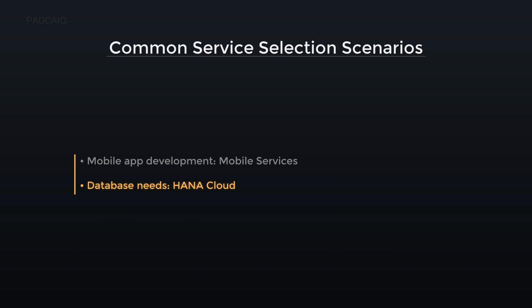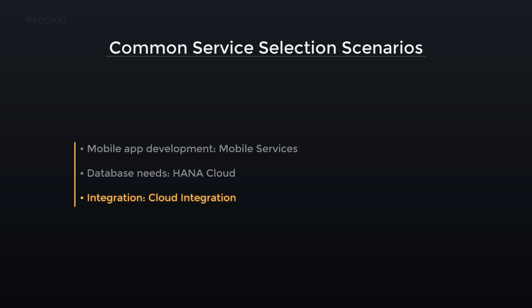Database needs, HANA Cloud. This means choosing SAP HANA Cloud when your application requires a powerful, in-memory database for high-speed data processing and real-time analytics. For example, an e-commerce site uses it to instantly analyze customer buying patterns and adjust recommendations. This service ensures your data operations are both fast and scalable.